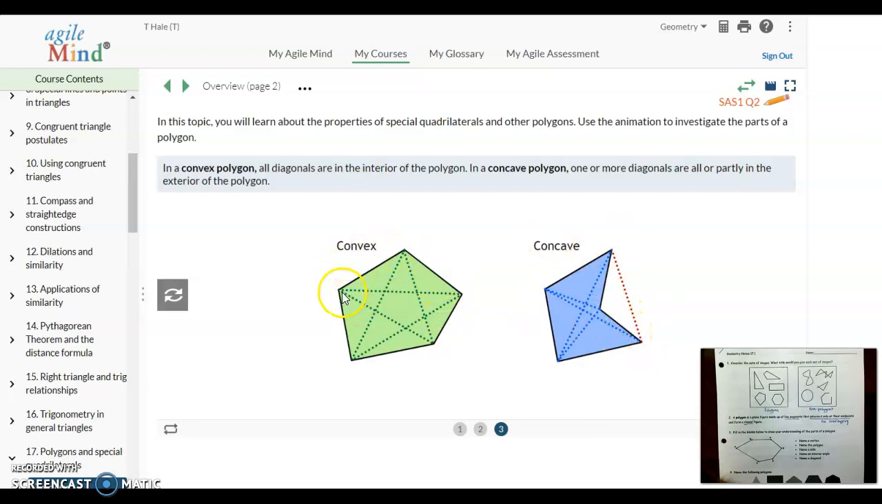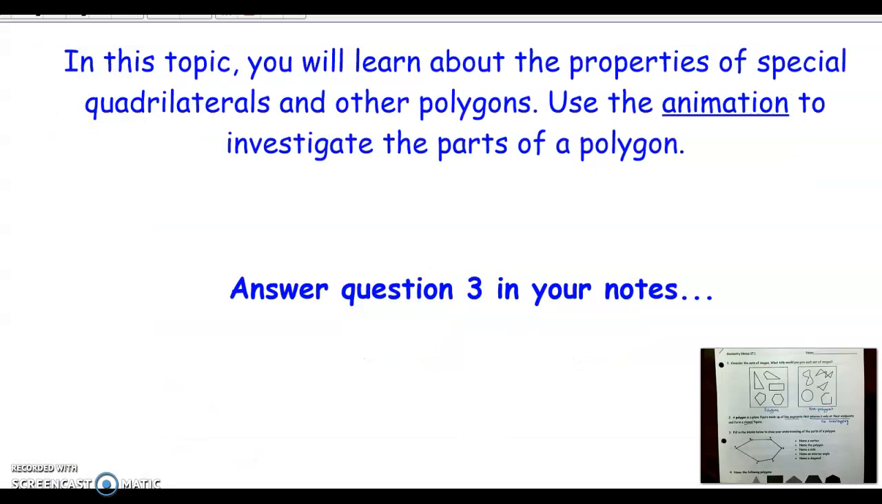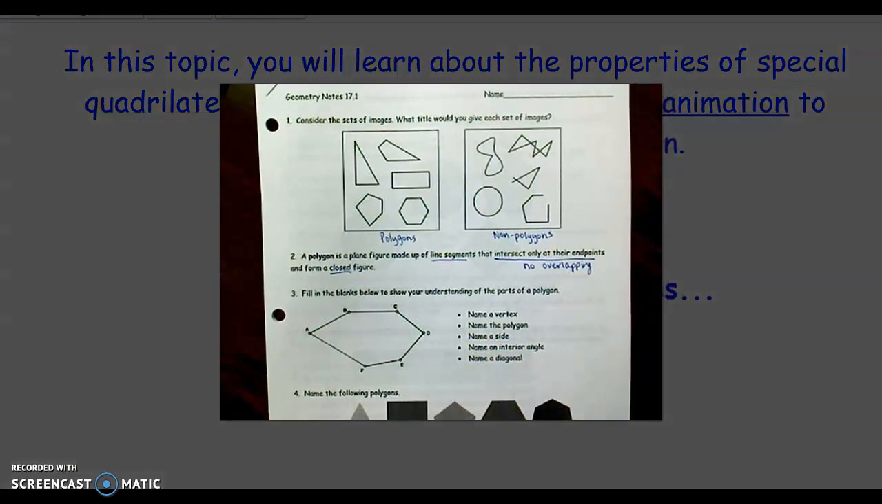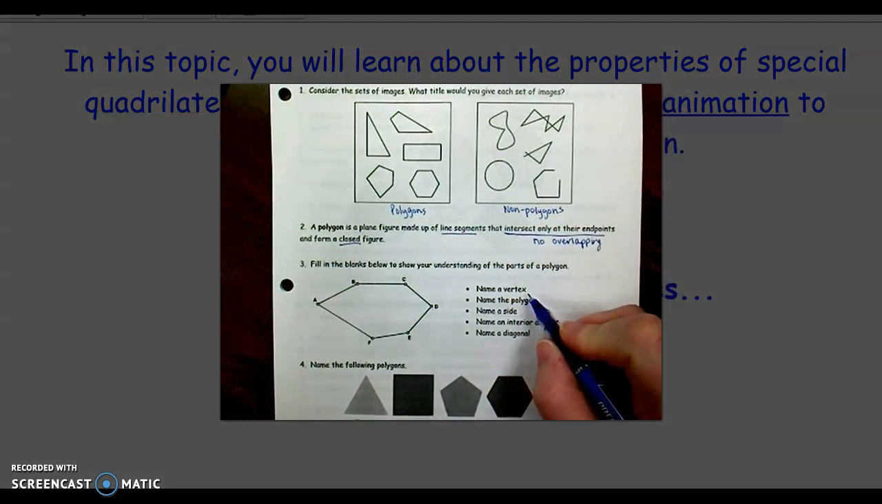Also, in a convex, all of the interior angles have to be less than 180 degrees. In a concave, you're going to get an angle here, you can see this one right here, that is greater than 180 degrees, and that's called a reflex angle. So concave polygons will have at least one reflex angle that is more than 180 degrees. So you should have question 3 completed in your notes here. Name a vertex.